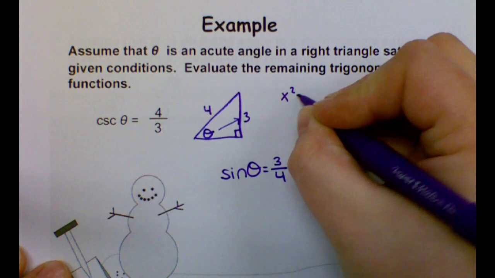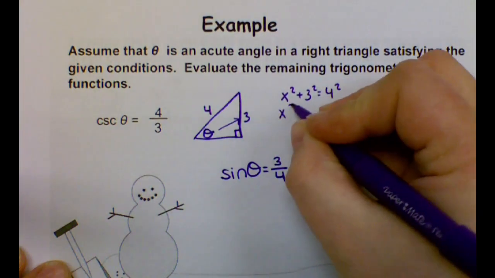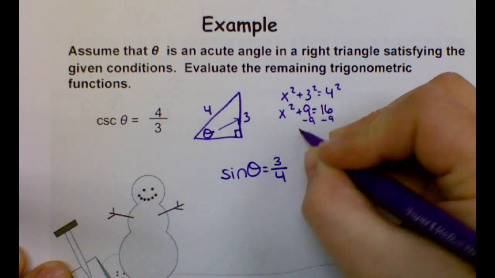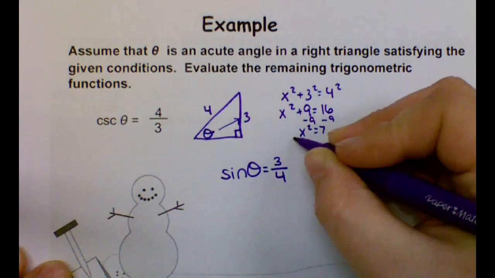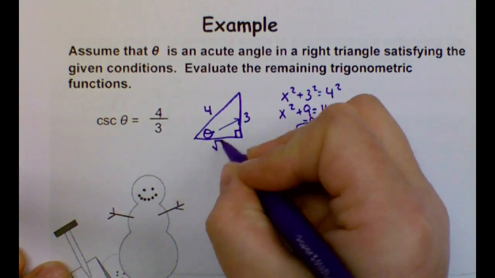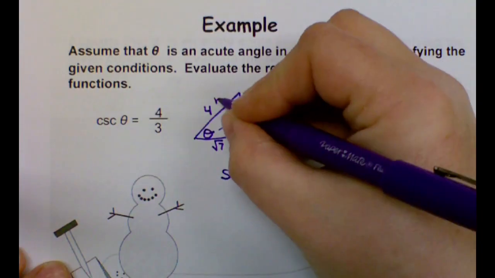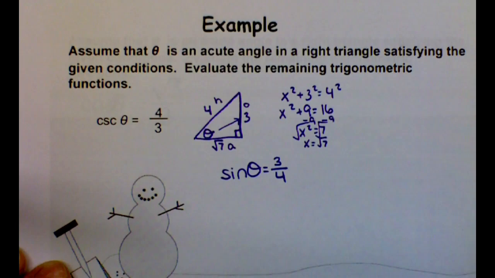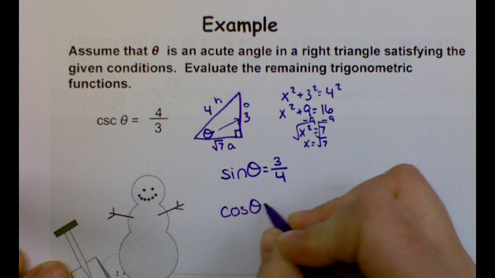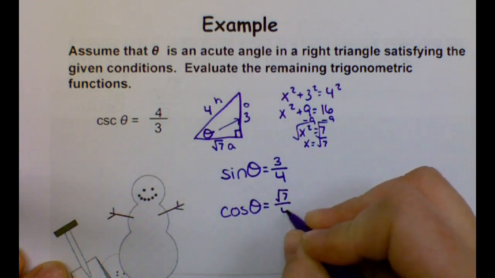X squared plus 3 squared equals 4 squared. So x squared plus 9 equals 16. Subtract my 9. X squared equals 7. Square root x is the square root of 7. There we go. Remember that 3 was our opposite, 4 hypotenuse, square root of 7 is adjacent. So now I know the cosine of theta is adjacent over hypotenuse, so the square root of 7 over 4.